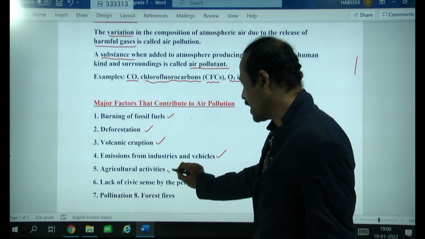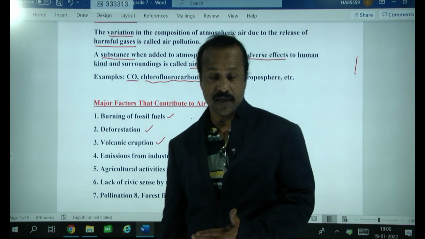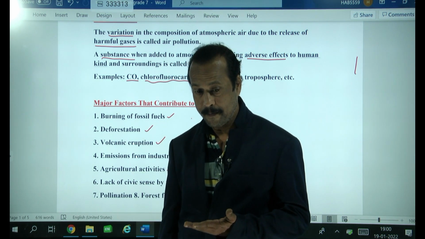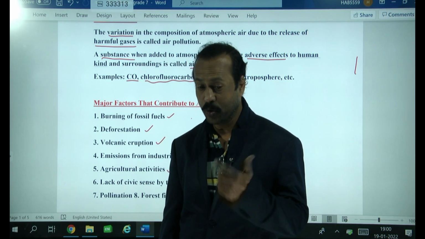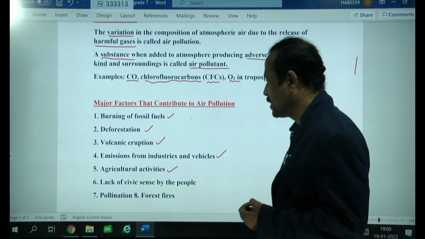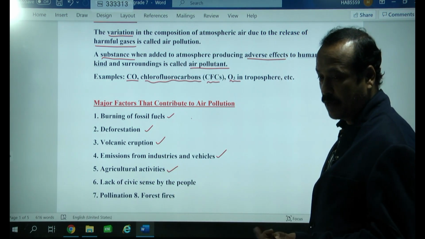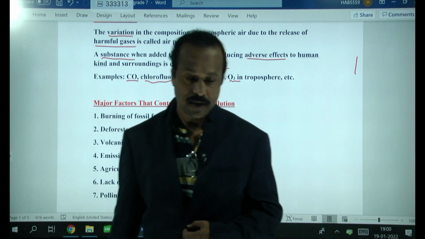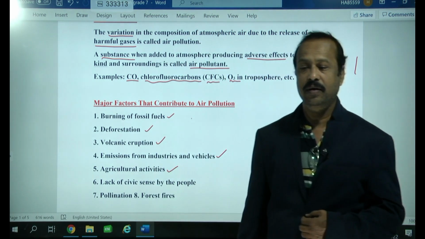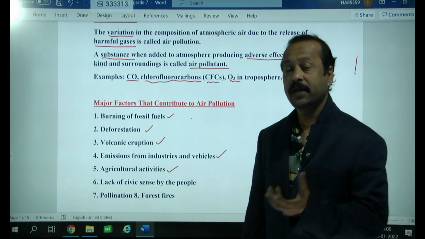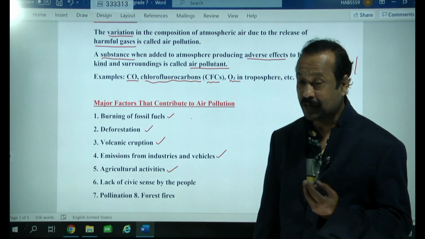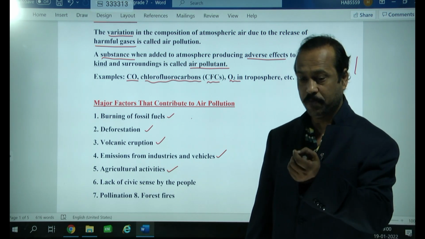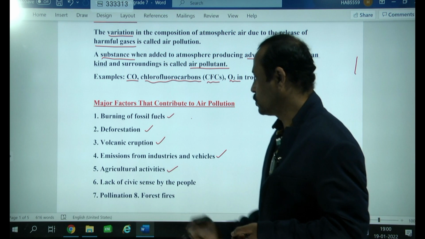Next, agricultural activities. How do agricultural activities contribute to air pollution? Because in some areas tractors and other machines are used, and they also use fertilizers and poisonous chemicals, pesticides and insecticides, to kill bacteria and pests. So this also causes pollution.